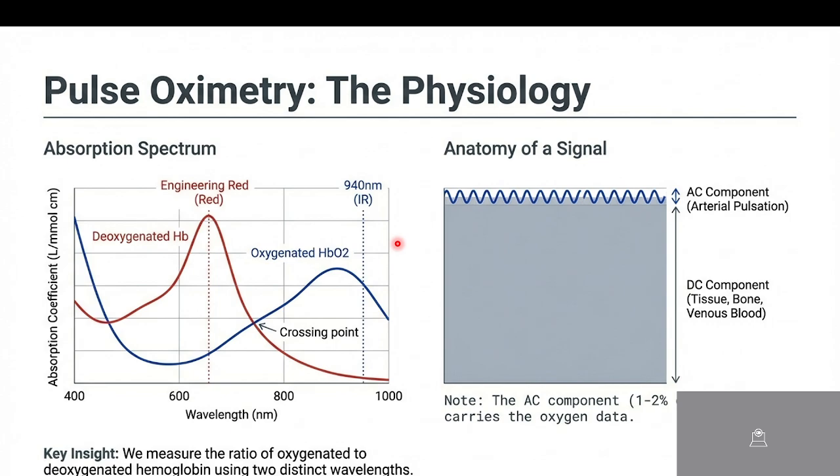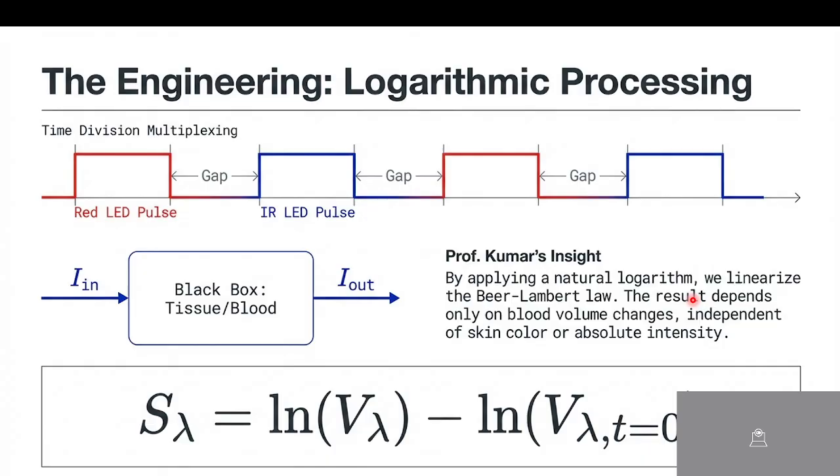So we can measure the oxygenated to deoxygenated hemoglobin using two distinct wavelengths. We just need two wavelengths to understand whether the absorption is because of the deoxygenated hemoglobin, and another for the oxygenated hemoglobin. For that, the AC component, only 1 to 2% of the signal, carries the oxygen data. Other things are because of the DC component, which is tissue, bone, venous blood, veins of blood. Okay, so only 1 to 2% of the signal carries the oxygen data.